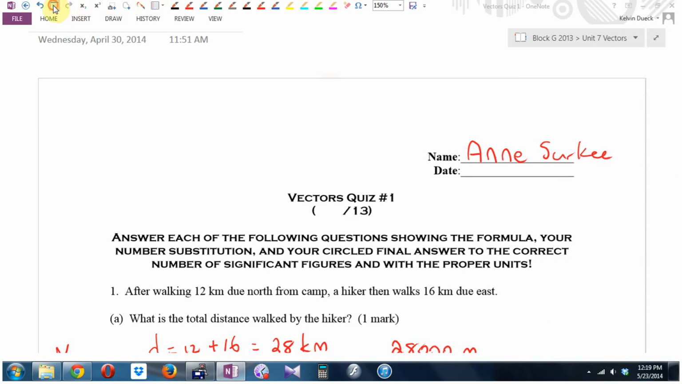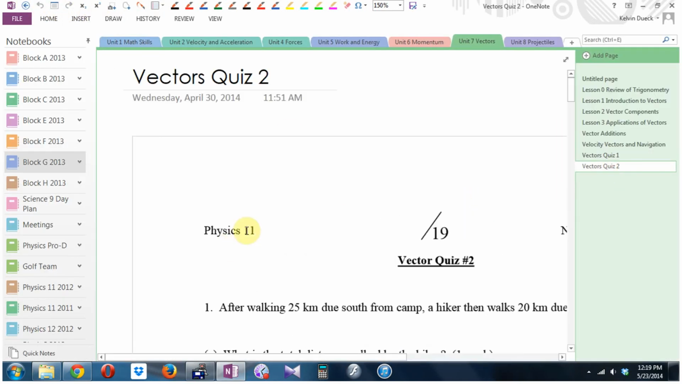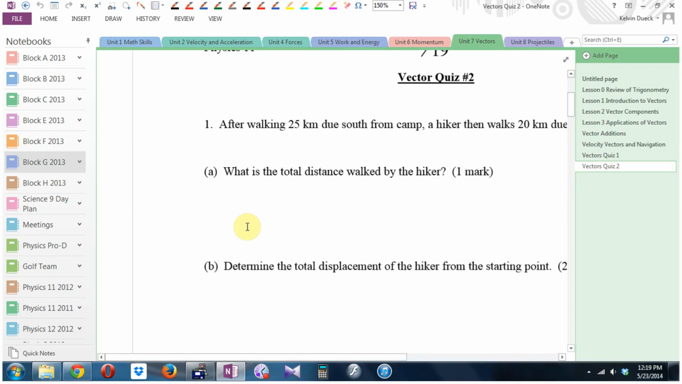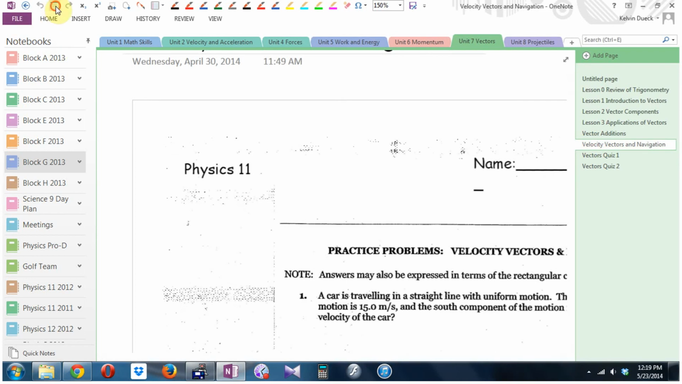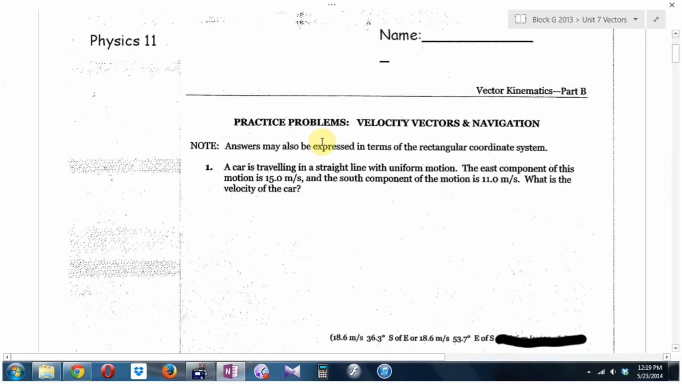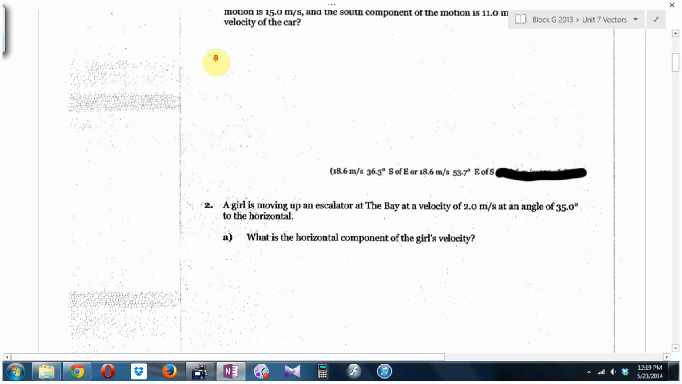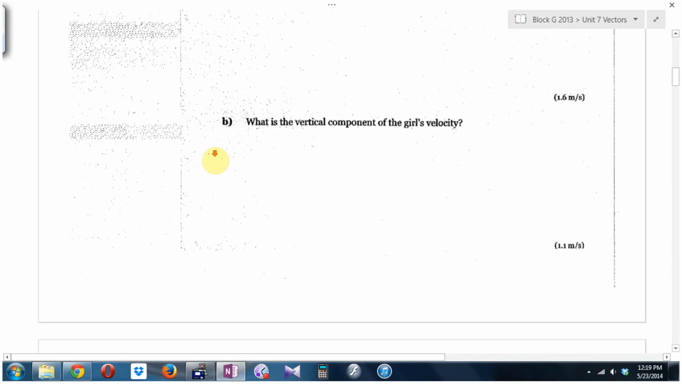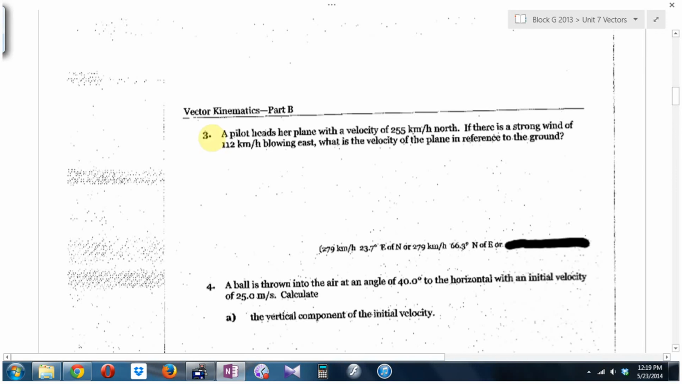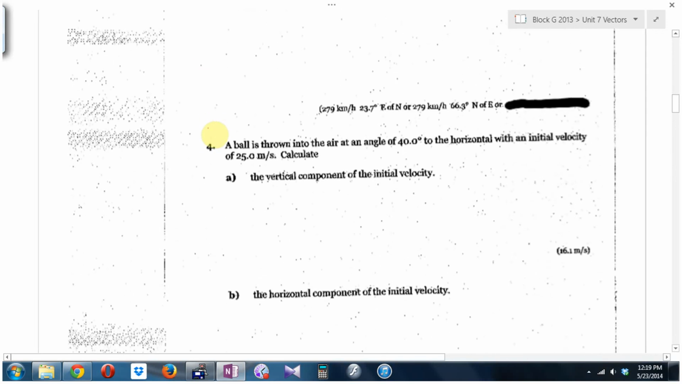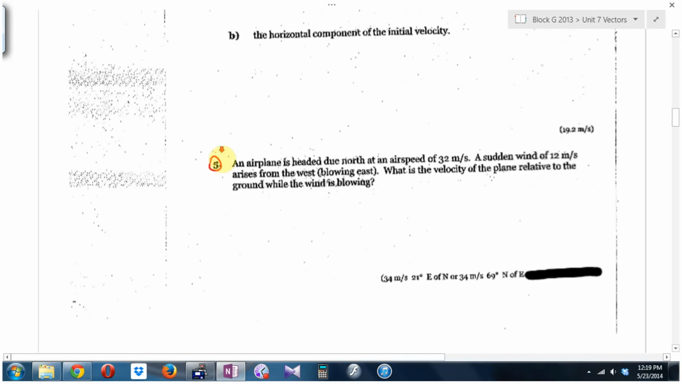Bear with me for a couple of seconds then. So your first bit of homework, this is what you absolutely want to have done for Thursday, for next class, is vector quiz number 2. It's got a couple of nasties on there. I've just given you velocity vectors and navigation. Questions I'm going to assign: number 1, number 2 is good, 3 is good, 4 is good, components. 5 is good.